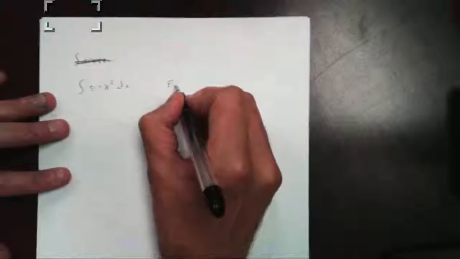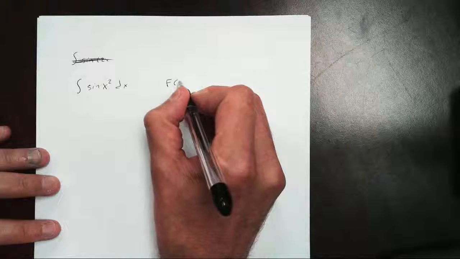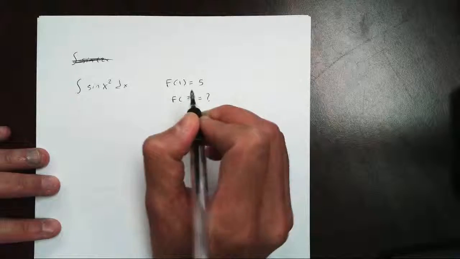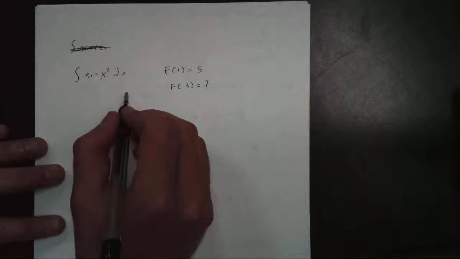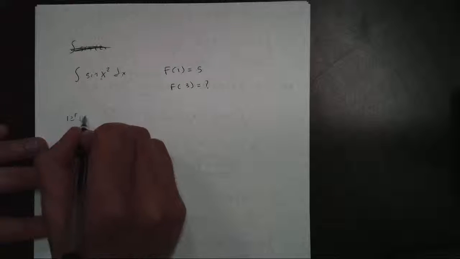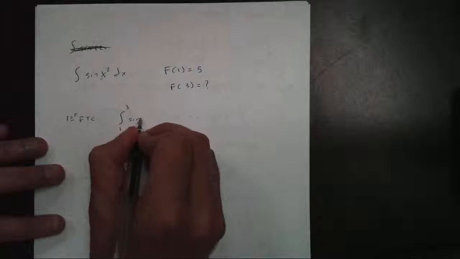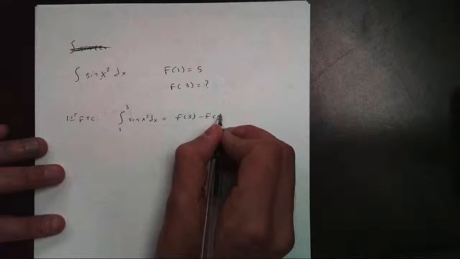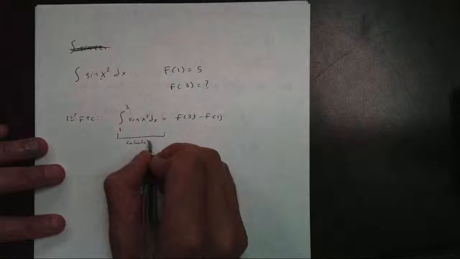And let's say we know f of 1, let's just say f of 1 equals 5, and I want to find f of 3. Well, the problem is this function has no antiderivative. You can try to use substitution. It won't work. So what we have to do is we're going to use the first FTC. And what it says to do, take the antiderivative from 1 to 3 of sine of x squared dx. And that's going to equal f of 3 minus f of 1.